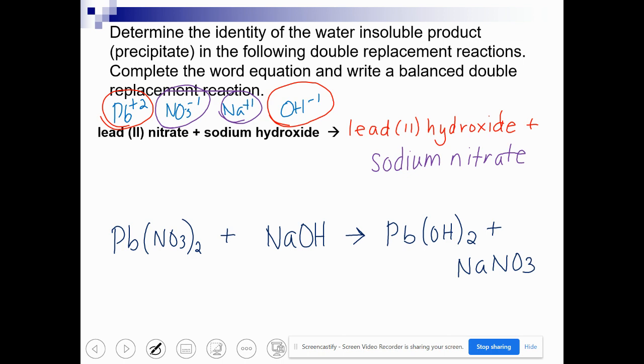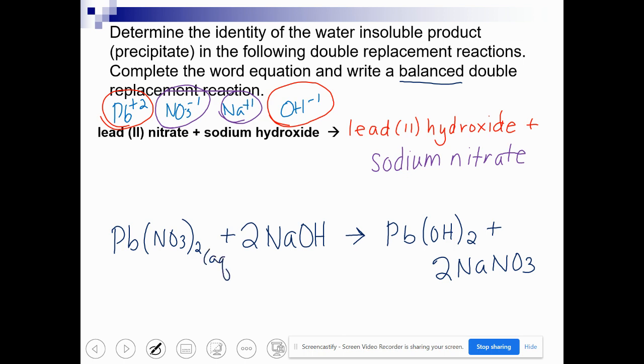Notice that the only time that you use parentheses for the polyatomic ions is when you're going to put a subscript outside of the parentheses. For the sodium hydroxide, I don't need a subscript, so no parentheses. For the sodium nitrate, I only need 1 nitrate, so no parentheses. Other things that you need to do, you need to balance it. Every chemical equation always needs to be balanced. And then you need to indicate the phase notations so that you can tell which one is the precipitate.